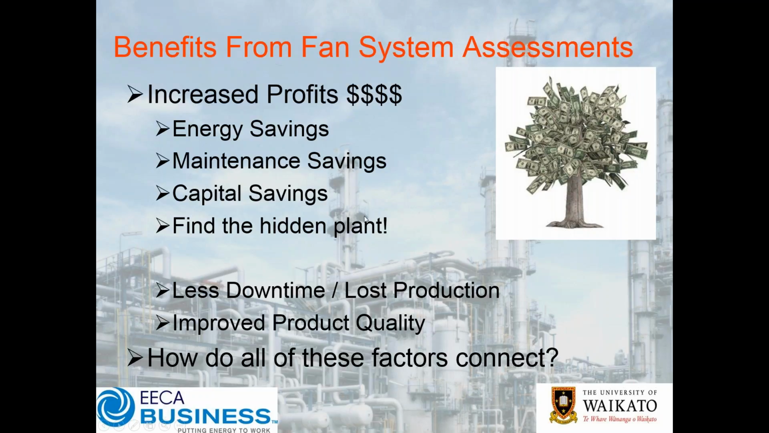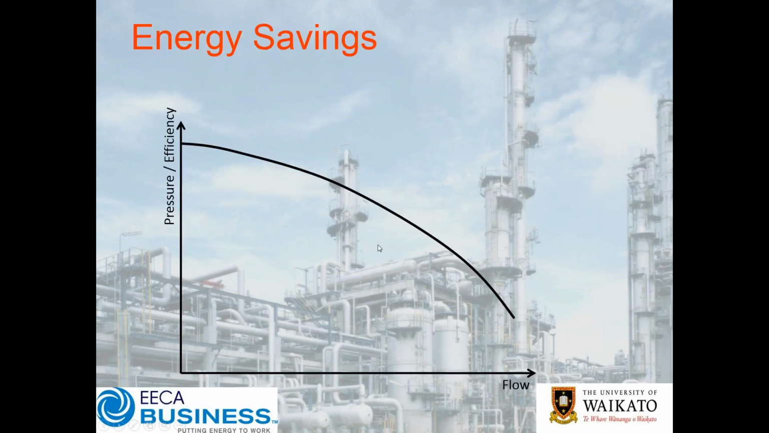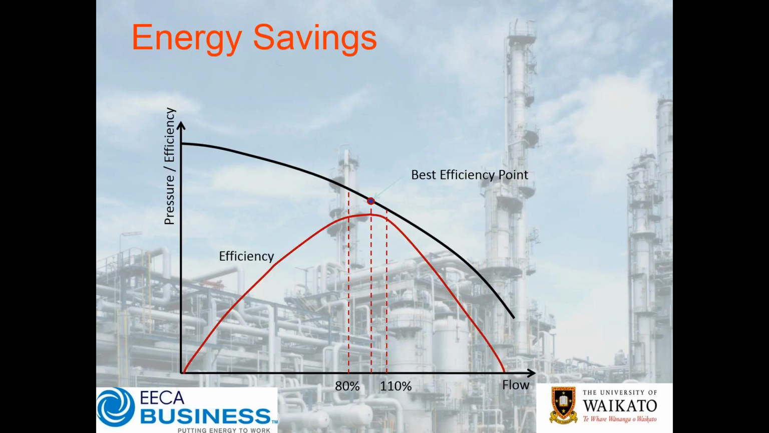It may well be better quality or improving your quality, so you've got less rework involved, less downtime, lost production, improved quality. All of these factors ultimately connect. So, when we think about energy savings, if you're just thinking about the fan, you might have the most efficient point to run the fan, and it's going to be a reasonably broad point where you can run that and have a reasonable efficiency. But then that efficiency is going to drop off.